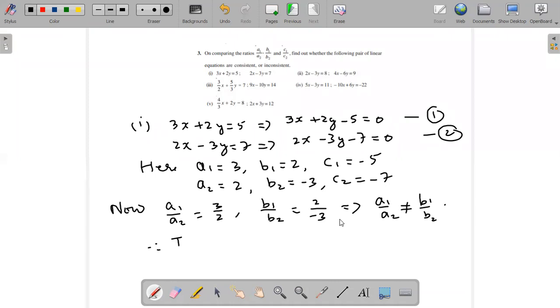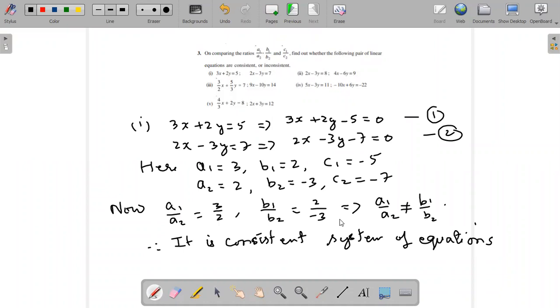Therefore, having a solution means it is consistent. It is a consistent system of equations. Okay, so we have to do all the questions like this.